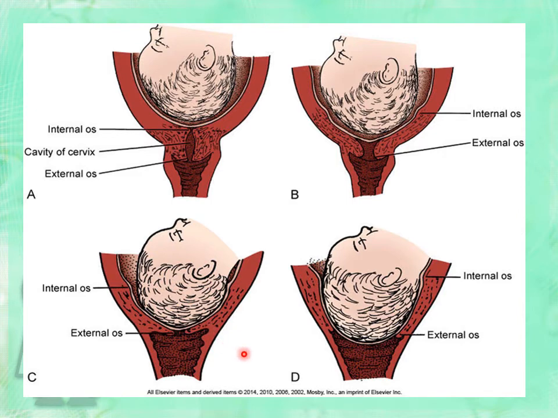Effacement generally occurs before dilation in a first-time pregnancy. However, in subsequent pregnancies, effacement and dilation usually progress at the same rate. Dilation occurs as the cervical opening is widened. The diameter of the cervix increases from 1 centimeter to 10 centimeters, or completely or fully dilated. When you hear the labor nurse say the patient is complete, this means the patient is 10 centimeters or fully dilated and ready to give birth, as you can see in D.